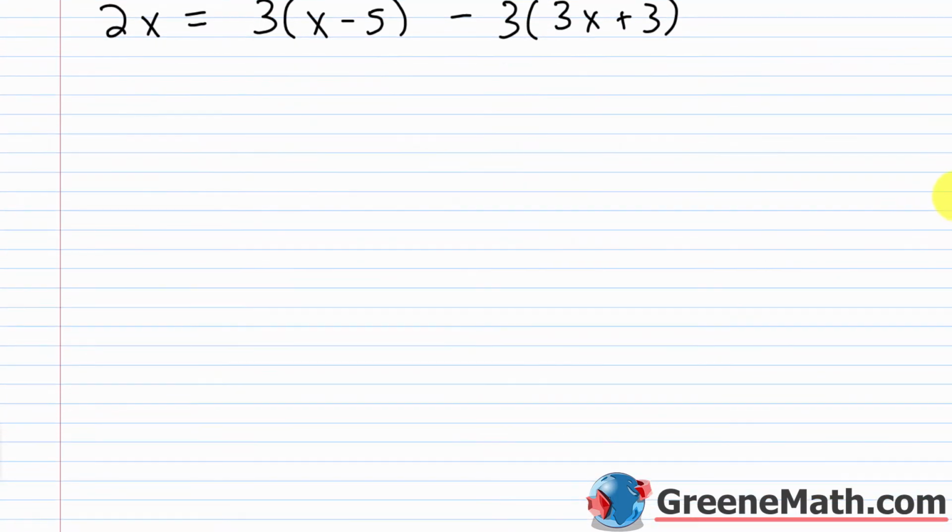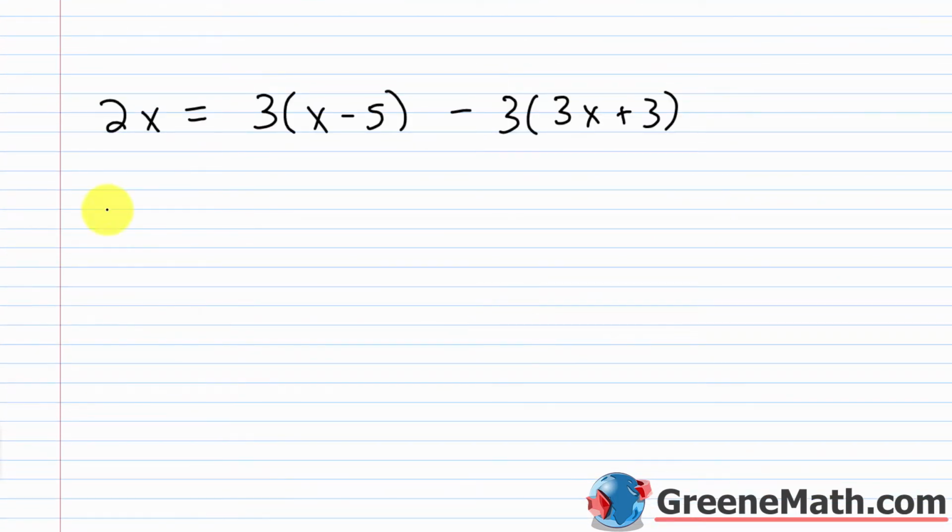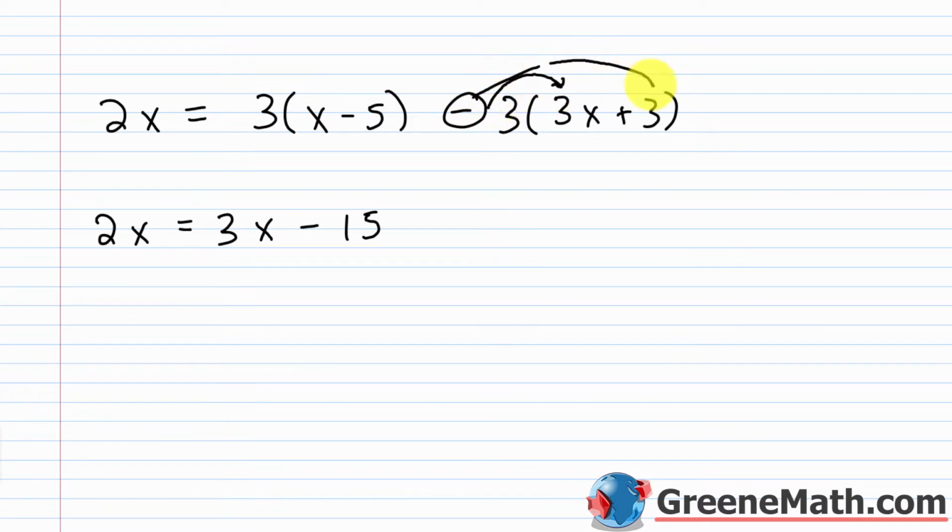Okay, so moving on now, I just want to do some simplification. I have 2x is equal to, 3 times x is 3x. 3 times negative 5 is minus 15. Now I have a negative 3 here. Okay, so pay close attention. I'm going to distribute the negative and the 3 to everything. So negative 3 times 3x is negative 9x. Negative 3 times 3 is negative 9. So let's simplify now. I've got my 2x is equal to 3x minus 9x is negative 6x. Negative 15 minus 9 is going to give me negative 24.